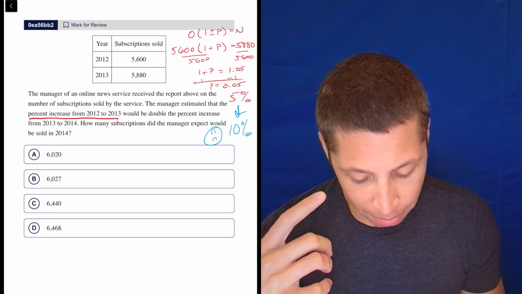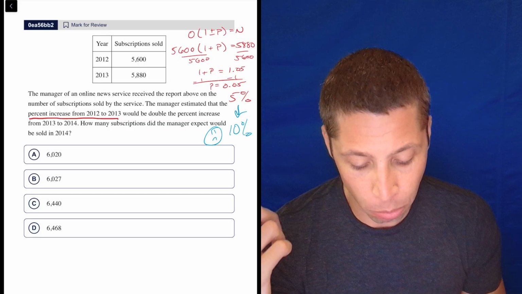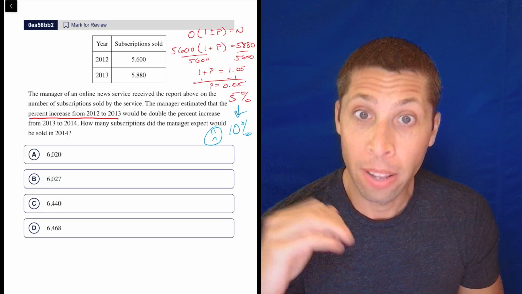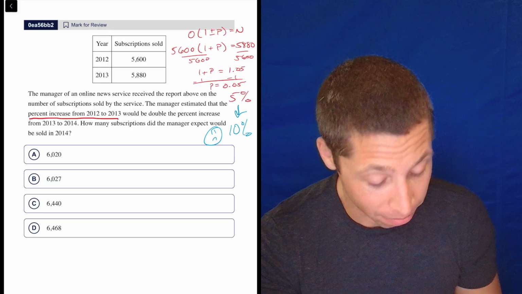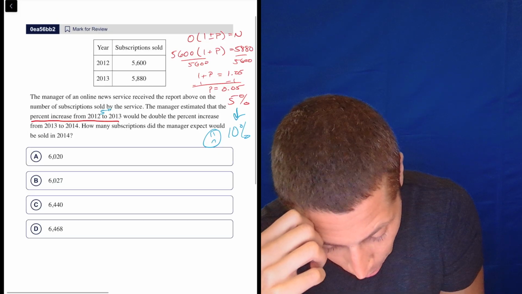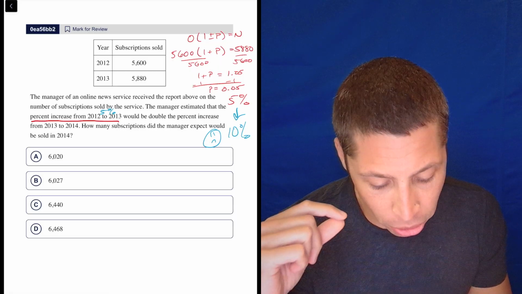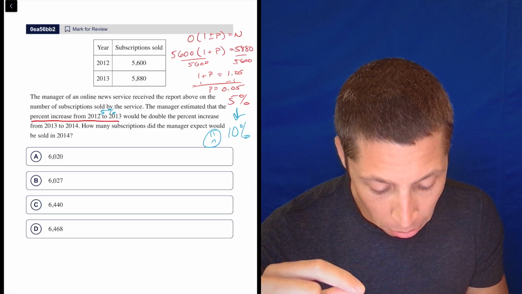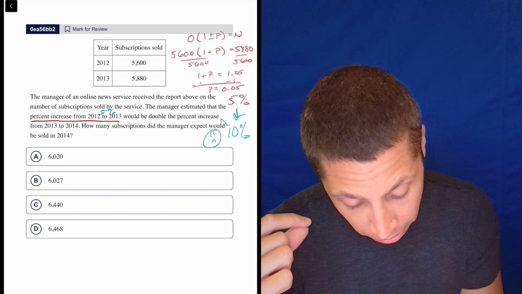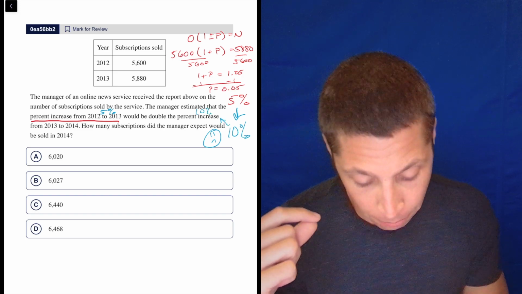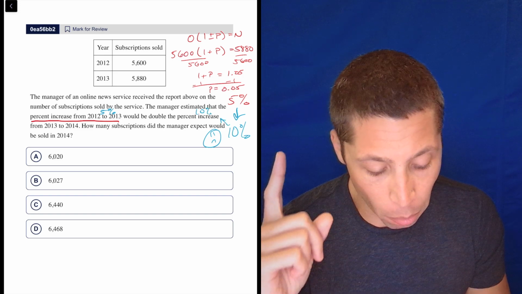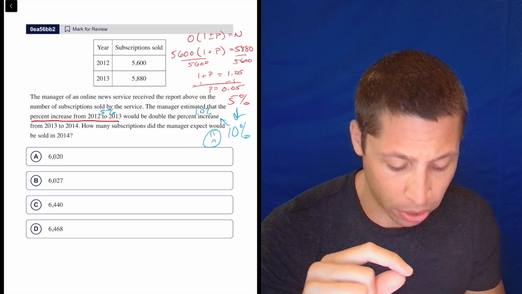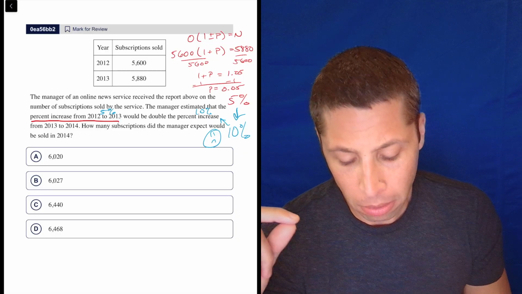The manager estimated that the percent increase from 2012 to 2013, that's an unknown, a variable, that now we have a point that we can plug in. That's 5%. So throw it in there, right? So the manager estimated that 5% would be double, and we think it's 10%, right? So throw that in there. Think about that sentence now. If we throw in what we thought it was, right? The manager estimated that 5% would be double 10%.